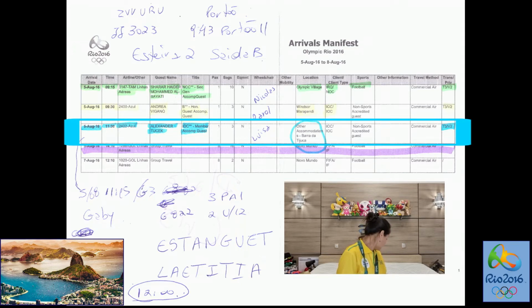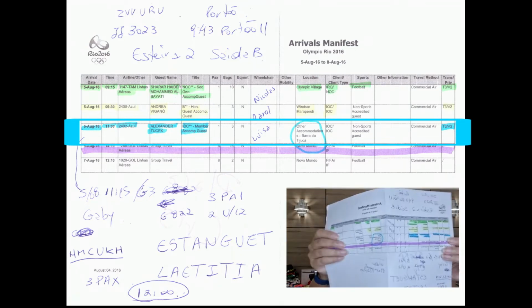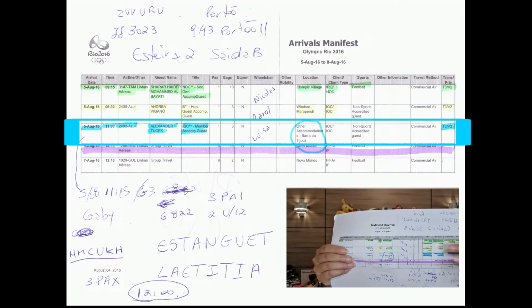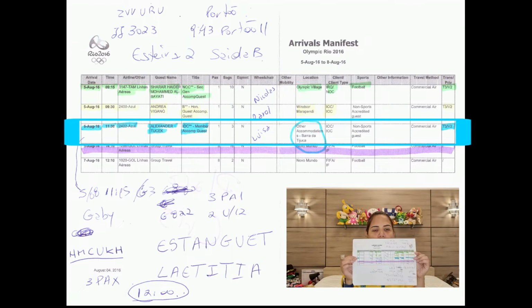Where is this? You can see the hotel here. In the arrival manifest, you have the flight, the hour, the name of the person, and the hotel. So they know. And transport people have this also, so they know where they're going to take them. The accreditation is only to confirm who you are and the rights that you have.